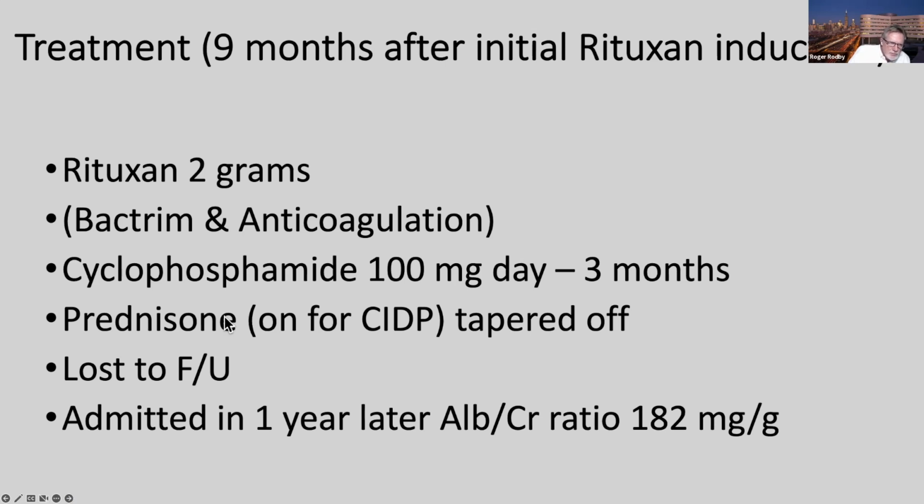We cut his prednisone very quickly because he had the cubes and everything else. We tapered it out very quickly. And of course, then he's lost to follow-up again. And I had no idea, but a year later, he got admitted for, again, just a complication associated with something, and he was in complete remission at an albumin creatinine ratio of 182.